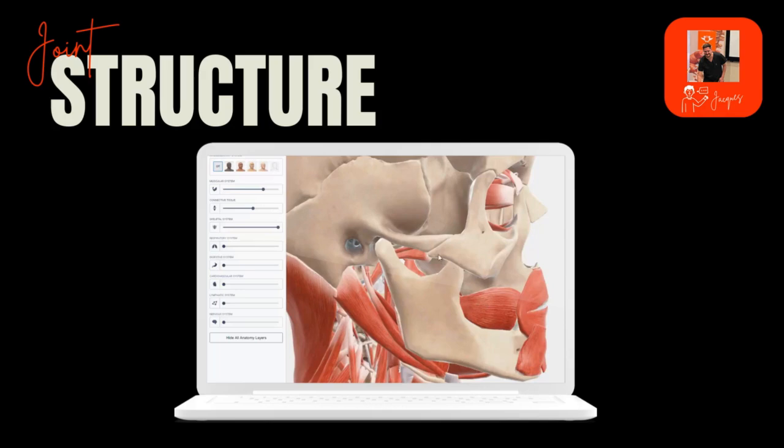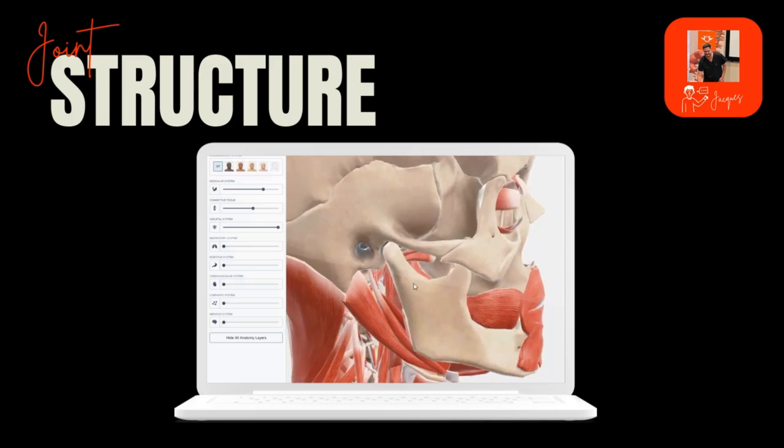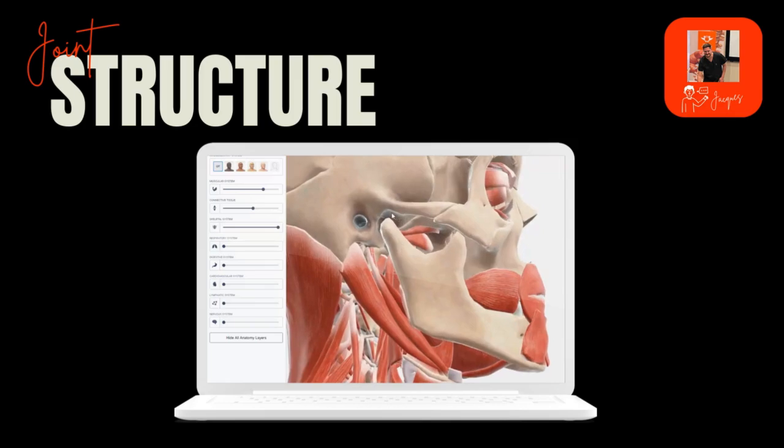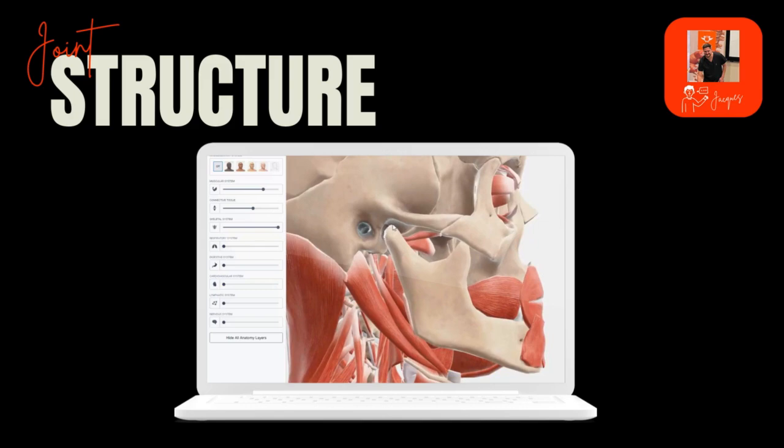The TMJ is formed by the rounded head of the lower jawbone, called the mandibular condyle, fitting into the socket of your skull, the glenoid fossa. During normal movement, the condyle both rotates and glides along the articular eminence. In this clinical model, we can see the mandible, and on top of the mandible we can see the mandibular condyle. Here we can see the glenoid fossa, and over here we have the articular eminence.